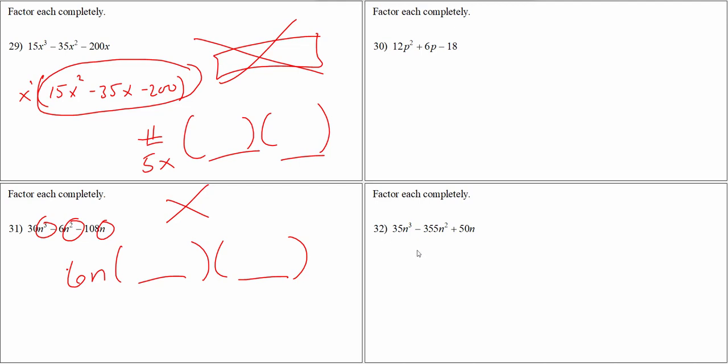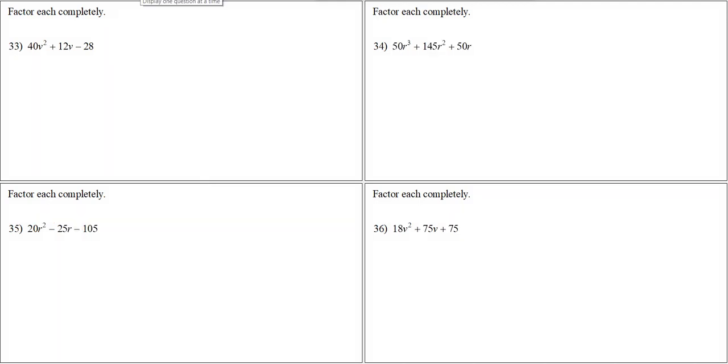Number 32, it's going to be an n in common as well, and then at the end you're going to be able to pull out the 5 and put it out front. Numbers 33 to 36 are pretty similar to some of the last set, so I'm not going to really discuss that too much in detail. So let's go on to the next set.